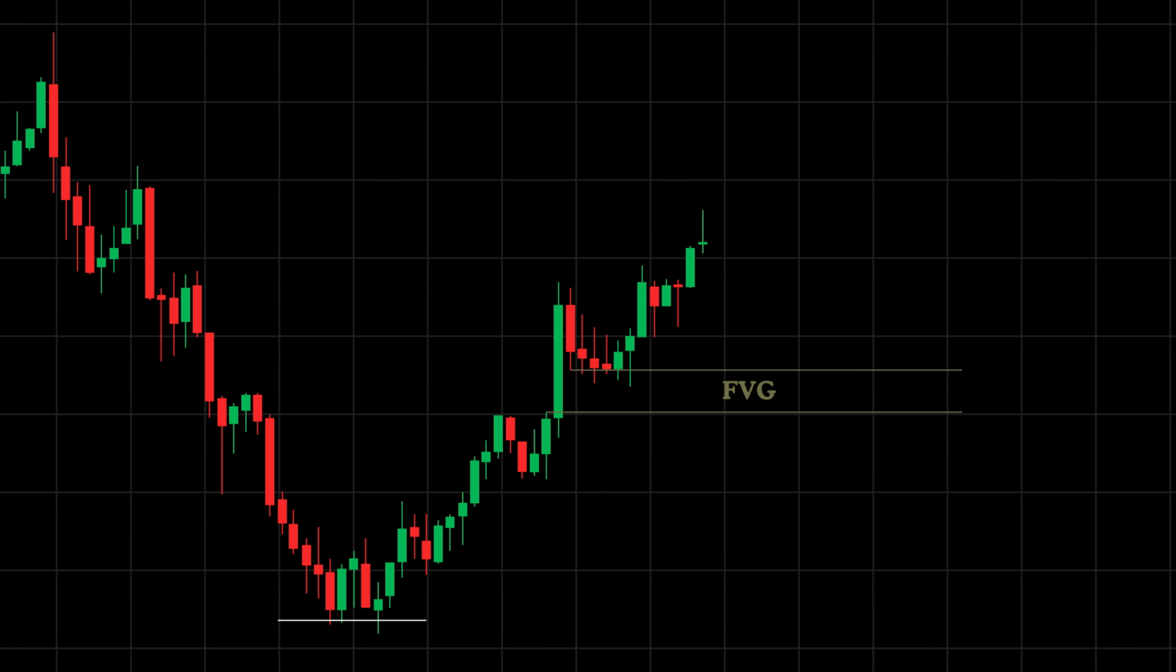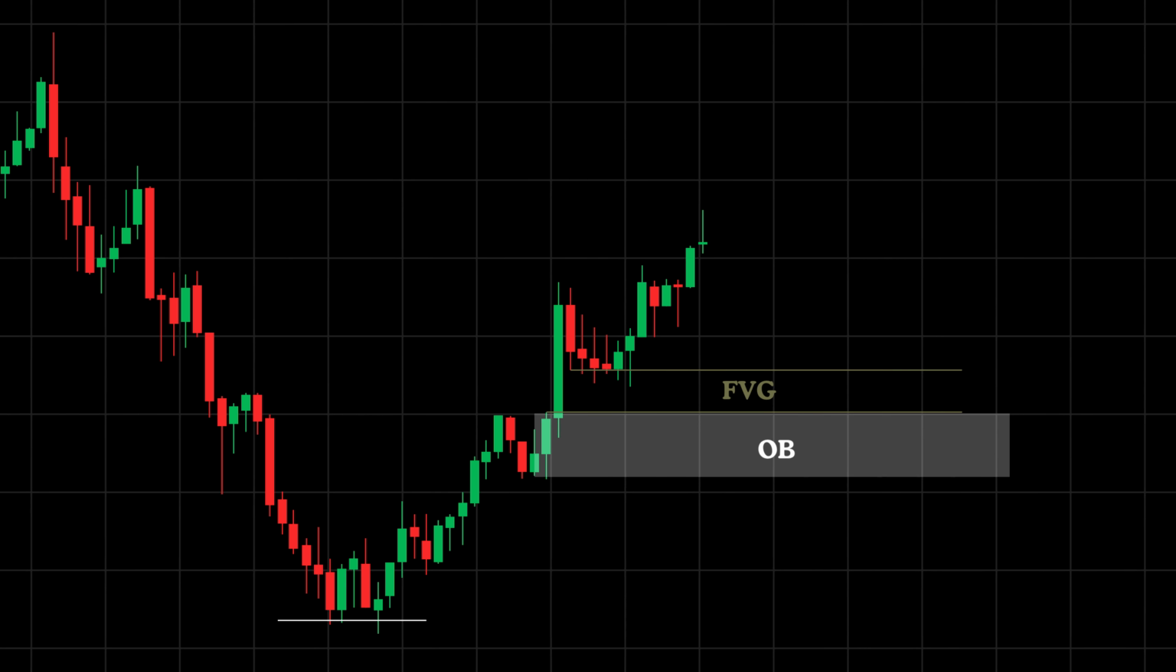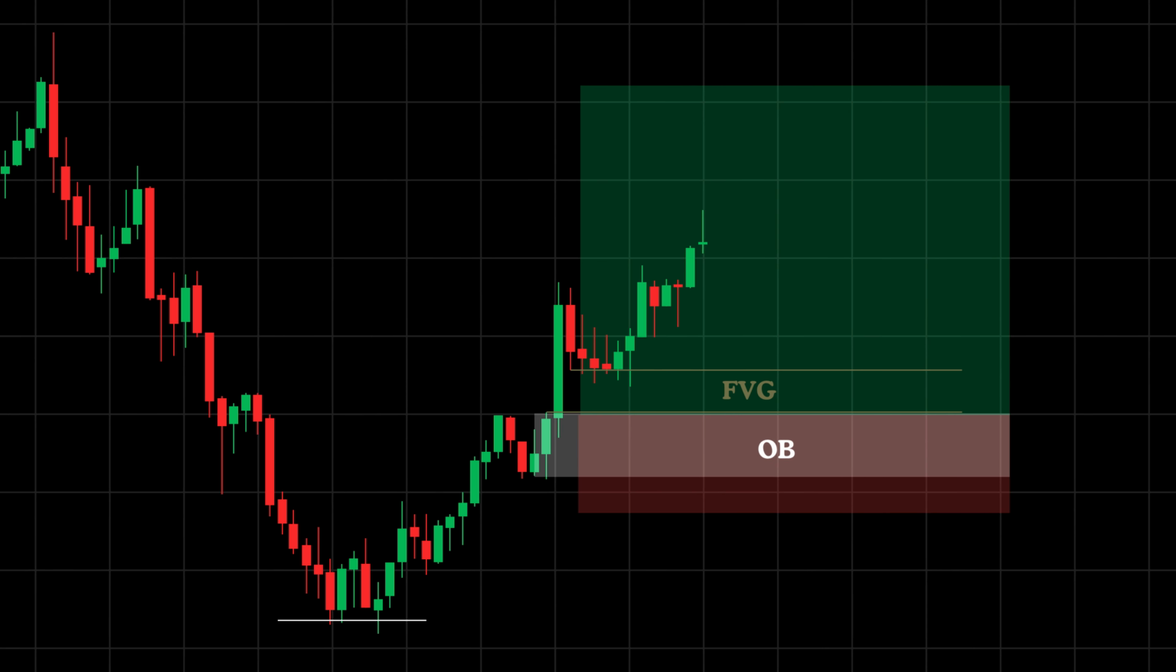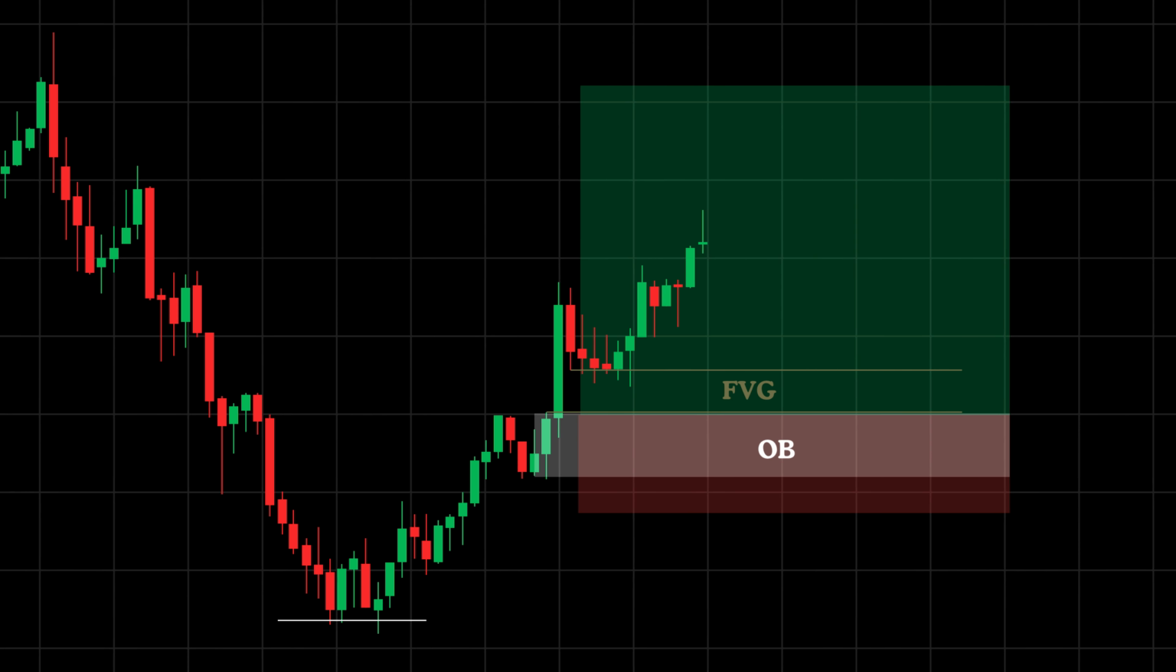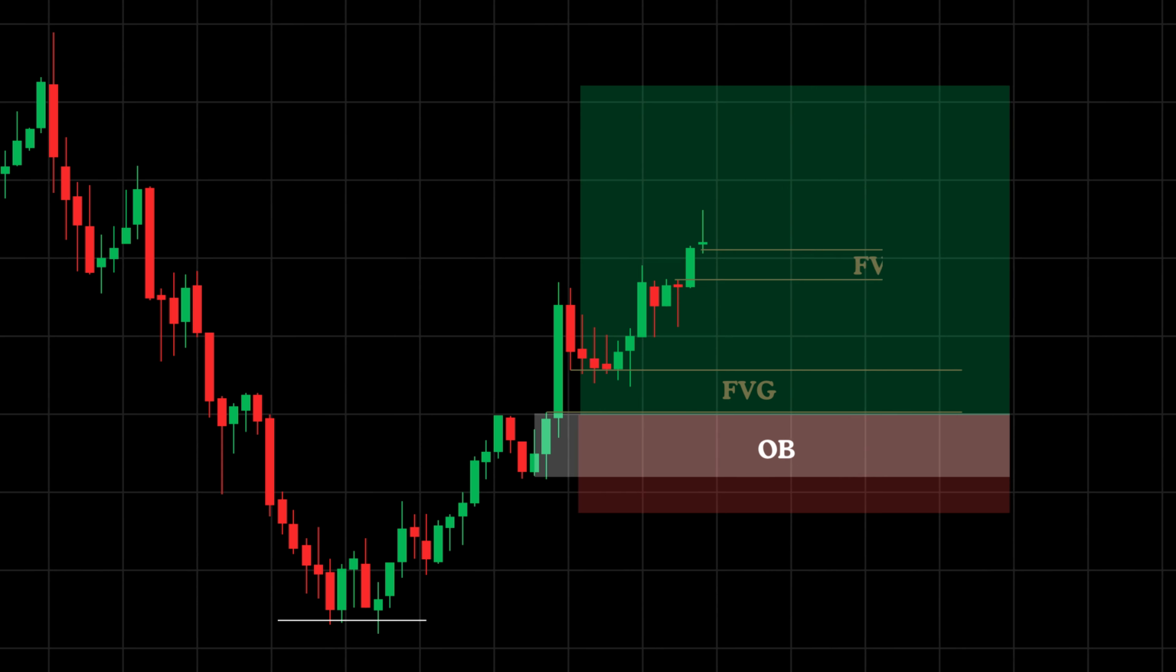The candle that creates this imbalance becomes our designated demand zone. Based on that, we open a long position slightly above the order block and set our stop loss just below the most recent swing low. As the market progresses, it forms another valid order block.